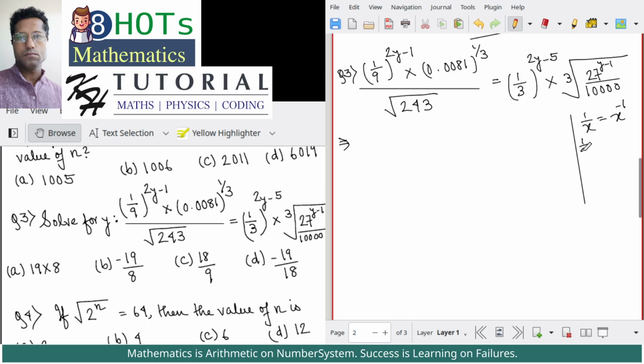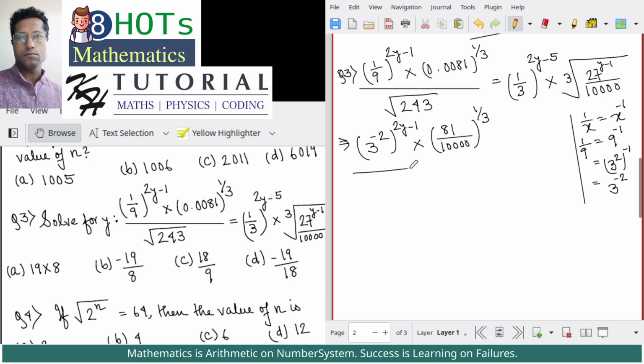So 1 by 9 is equal to 9 to the power minus 1, and this is equal to 3 square whole raised to the power minus 1, which is equal to 3 raised to the power minus 2. So 1 by 9 is nothing but 3 raised to the power minus 2, and we have this whole raised to the power 2y minus 1 multiplied by, what is 0.0081 as a fraction? It will be 81 divided by 10,000, this whole raised to the power 1 by 3.